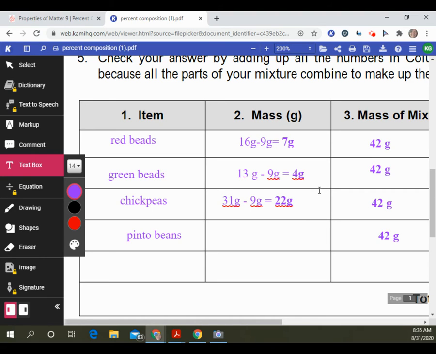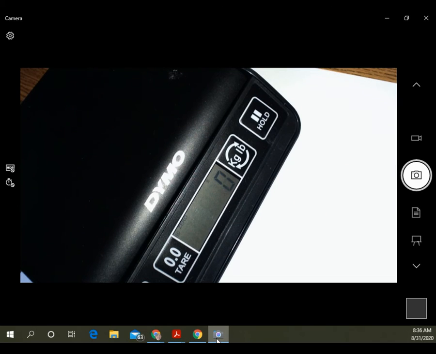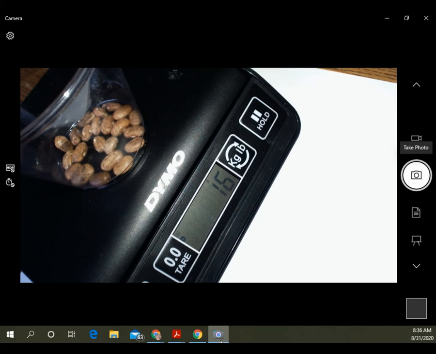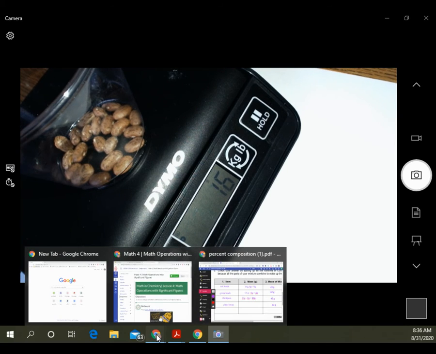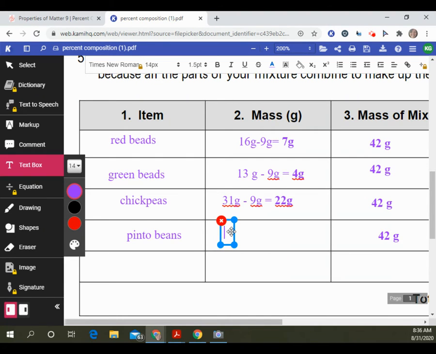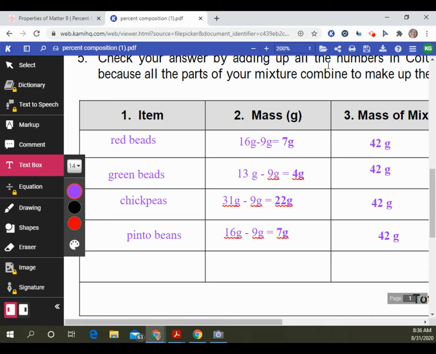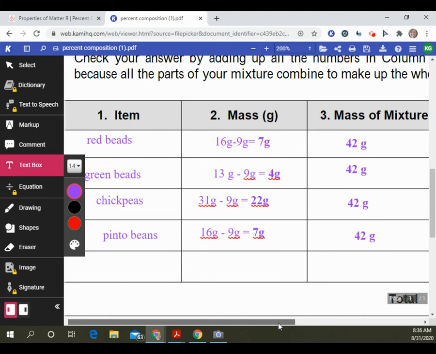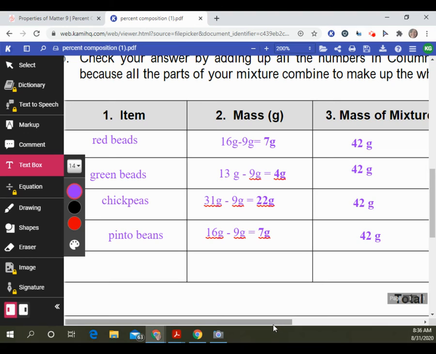All right, we'll grab these pinto beans. And then we'll come back to camera shot. 16 grams for the pinto beans and the cup. I suppose I could have just copied this one, but all right. Do you guys need a minute to make sure you have all the numbers? Yeah? Okay.